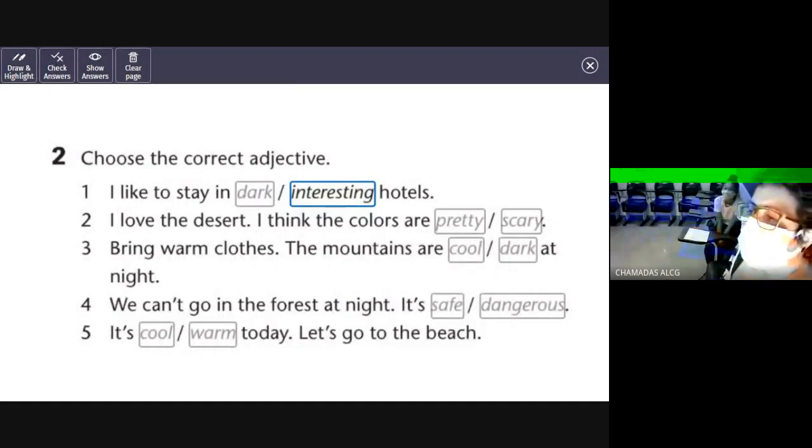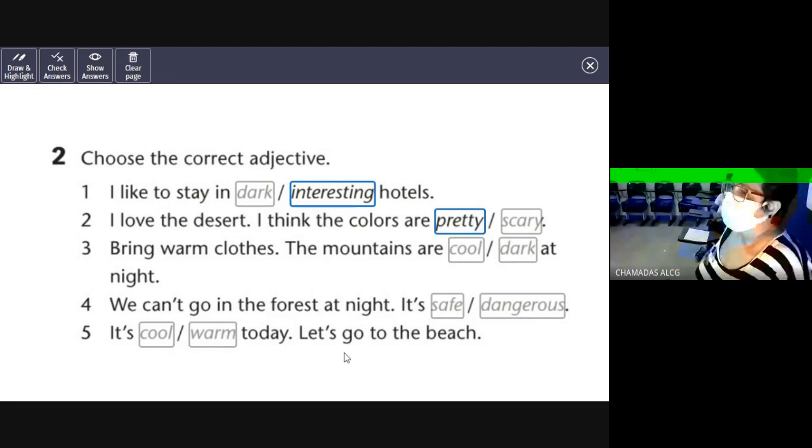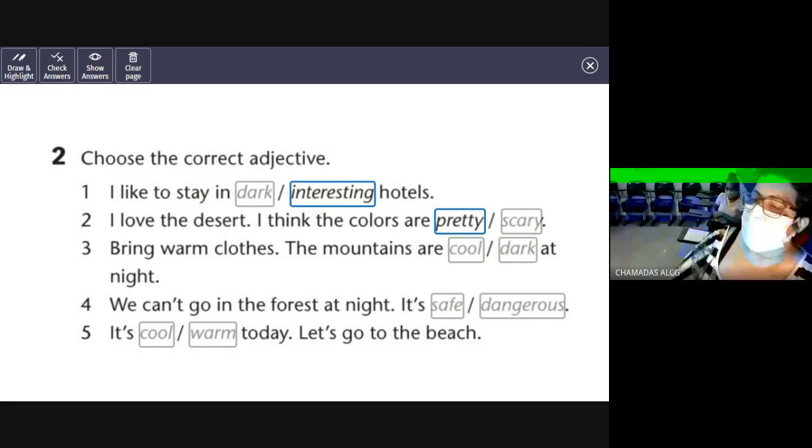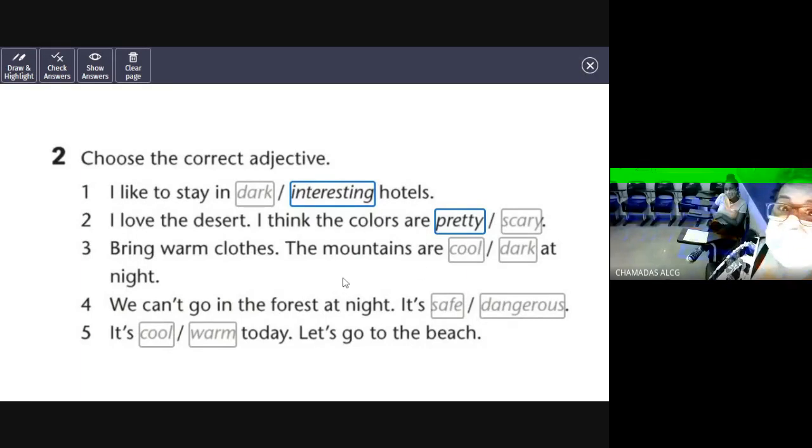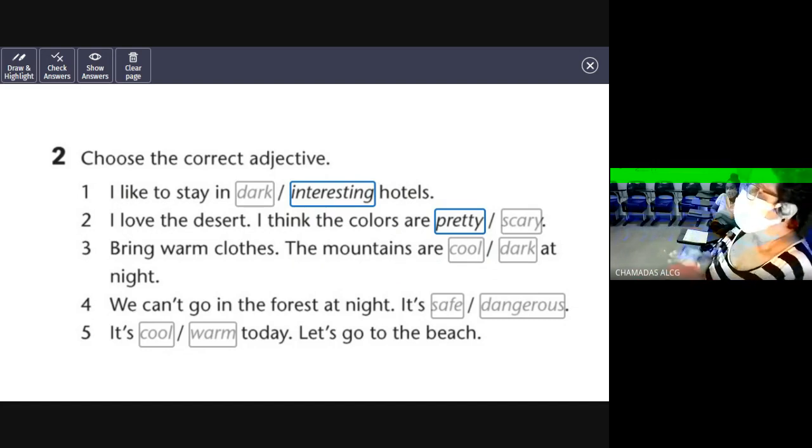Now, I love the desert. I think the colors are pretty. Yes. Great. Bring warm clothes. The mountains are. Ooh. Cool at night. Cold is similar to cool because cool is the same as fresh. Okay.